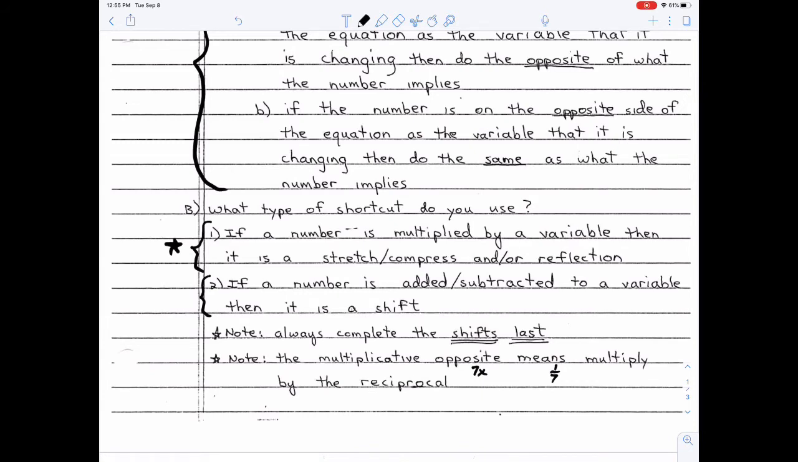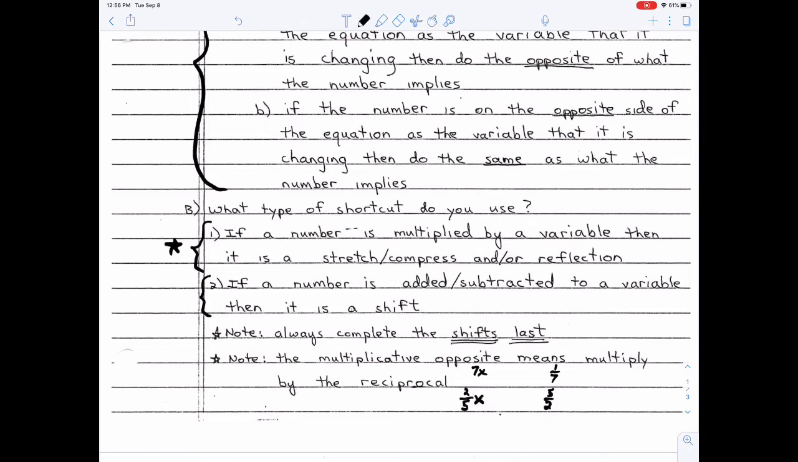Okay, let's say you have 2/5 x, and you want to multiply by the opposite. What's the multiplicative opposite of 2/5? It's 5/2. And again, if this is not really making a lot of sense right now, that's okay. Eventually, I think once we look at problems, it'll make a little more sense.